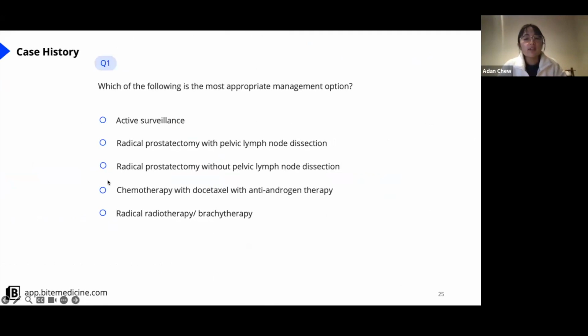Would it be active surveillance? Would it be radical prostatectomy with pelvic lymph node dissection? Would it be radical prostatectomy without pelvic lymph node dissection? Would it be chemotherapy with docetaxel with anti-androgen therapy? Or would it be radical radiotherapy or brachytherapy? Couple minutes to think about the question.